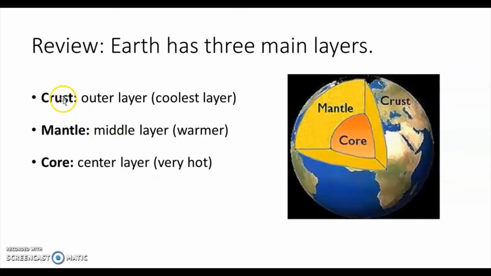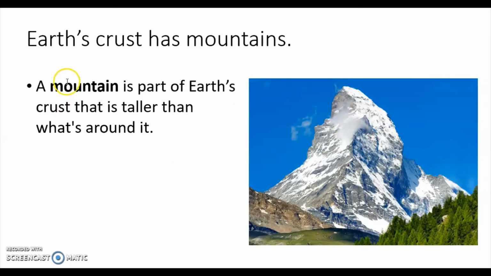So let's say them again. Crust, outer layer, coolest layer. Mantle, middle layer, warmer and has melted rock. Core, center layer, very, very hot. Oh my goodness. Okay, let's move on.